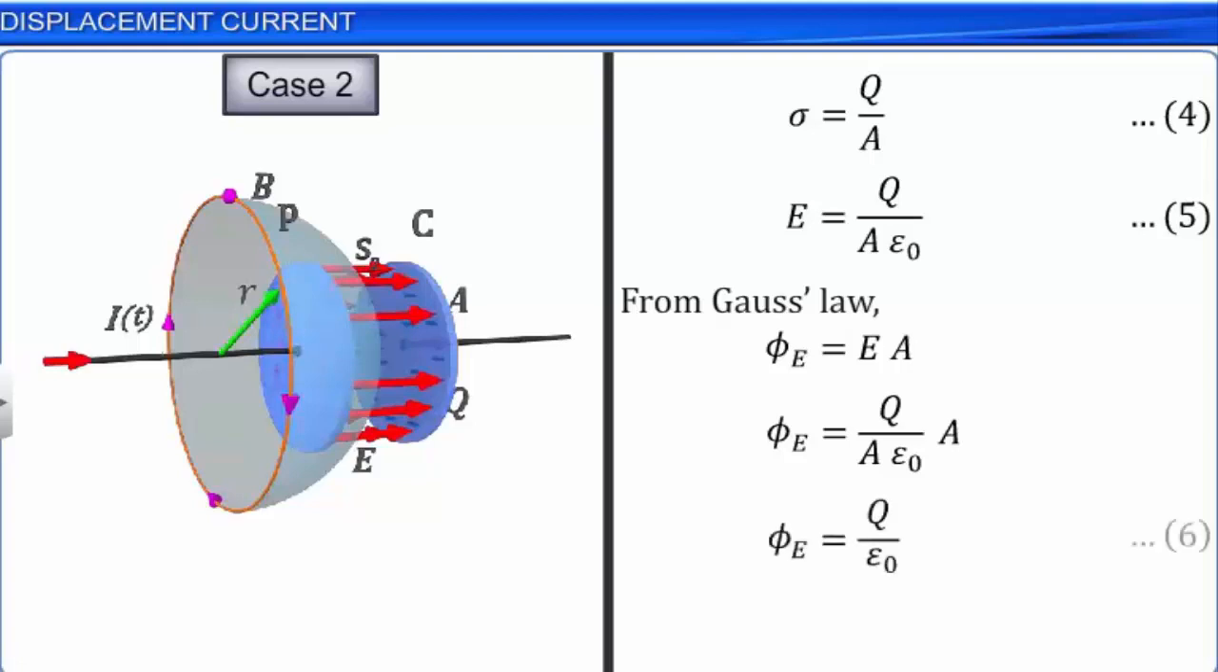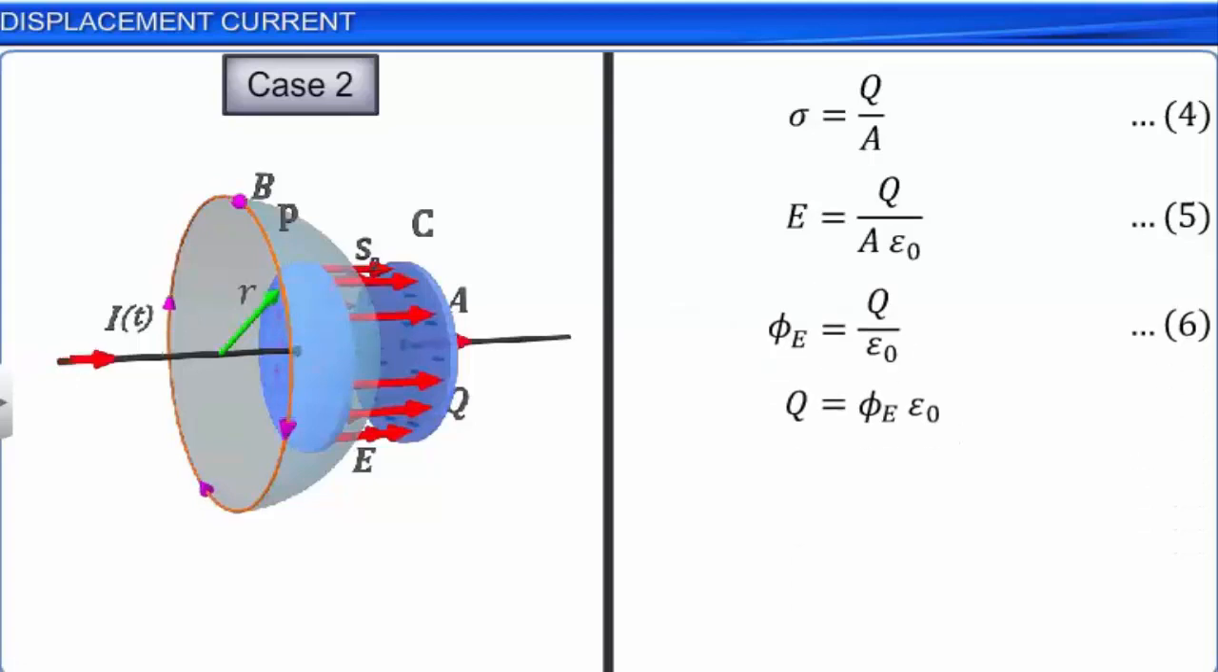Equation 6 can be rewritten to get the charge on the plates of the capacitor, that is, Q is equal to phi E into epsilon naught. Due to the time-dependent current source, the charge on the plates of the capacitor changes with time. Thus, the current due to the rate of change in the charge, I is equal to dQ by dt. On substituting the charge, we get the current I is equal to d of phi E into epsilon naught by dt, which can be written as I is equal to epsilon naught into d phi E by dt. Let this be equation 7.